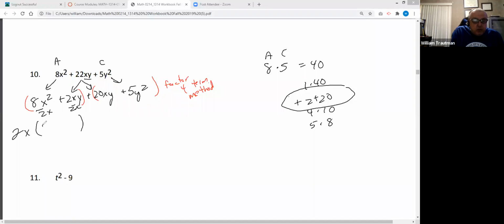8 divided by 2 is 4. X squared divided by x. 2 minus 1 is just x to the 1 power. The 2's cancel, the x's cancel, and all we're left with is the y.